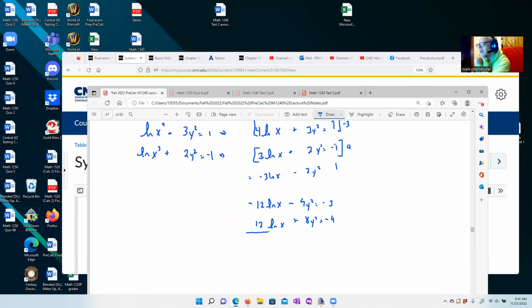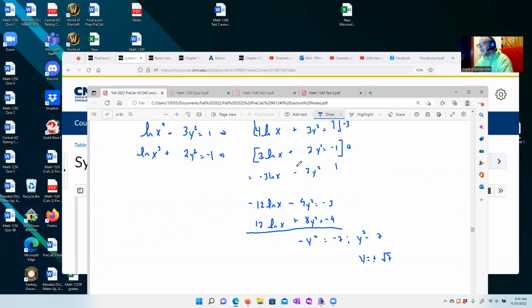This is what I'm going to add up. Now, this is going to give me negative 9 plus 8, that's negative y squared, and then negative 3 plus negative 4 makes negative 7. So maybe not the nicest number in the world, but y squared is equal to 7, or y equals plus or minus root 7.